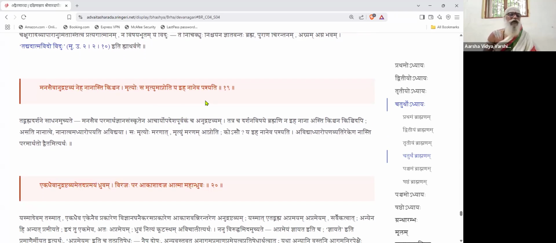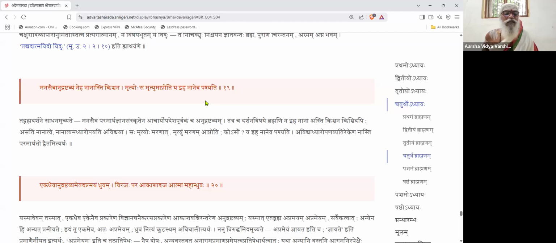So here, let us see the Bhashya. Tat Brahma Darshane Sadhana Muchyate. So how do you know this Brahman? The sadhana for that is given here. The means is manasaiva. Mind is the sadhana, the means for that. But what kind of mind? Not every mind is capable of understanding this Atma Jnanam.